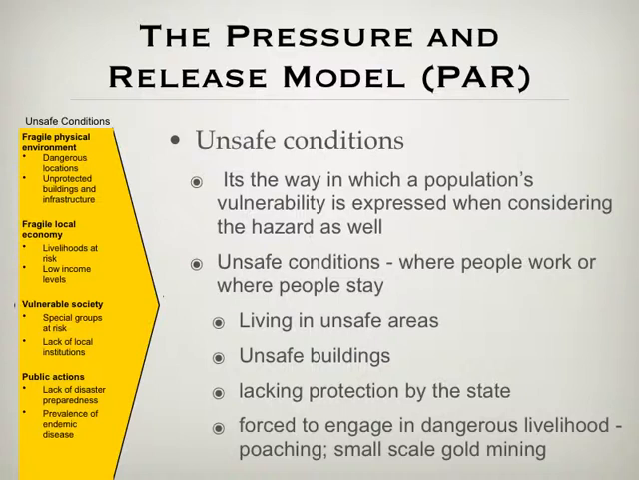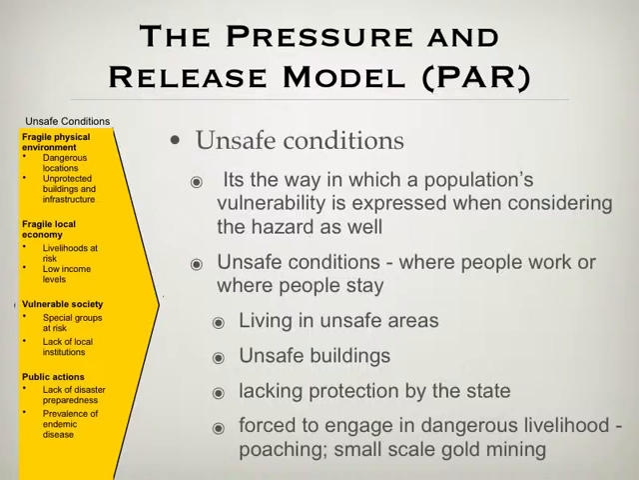So these could be, for example, living in unsafe areas. People move from rural to urban areas because of economic inequalities or economic issues. And now they get to the urban areas where they're not necessarily staying in safe areas or able to afford safe buildings. And these are then seen as the unsafe conditions that people face. Also, the lack of protection by the state, and people are forced to engage in dangerous livelihoods as well. So that would be things like poaching or illegal mining. And that sort of thing. Illegal mining has been in the news quite a lot the past couple of weeks.